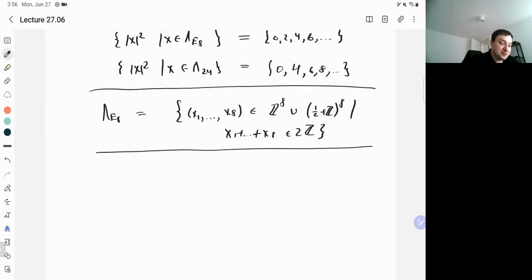The Leech lattice is notoriously difficult to define. Well, there is one way to define it which is simple, but it almost doesn't tell you anything about the lattice. So it's kind of tricky. But let me give you the construction, because it's a very beautiful discovery of Conway. So how to define the Leech lattice.